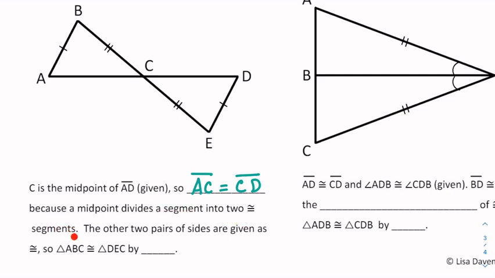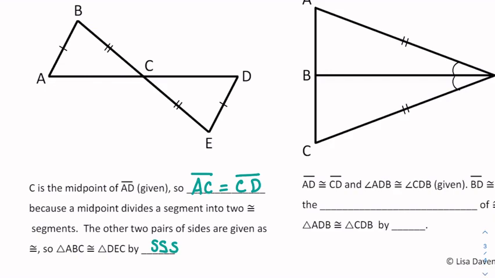So finishing out our explanation, the other two pairs of sides are given as congruent. They told us in our picture and in our explanation at the beginning. So we know triangle ABC is congruent to triangle DEC by which rule? Well, we know side, side, and then another side. So SSS.